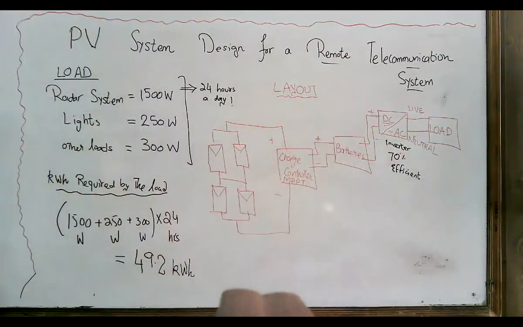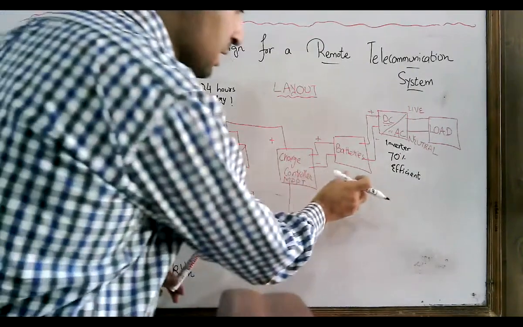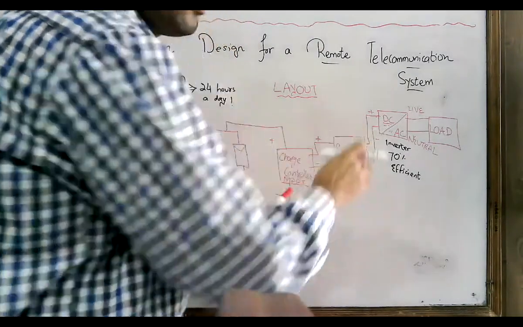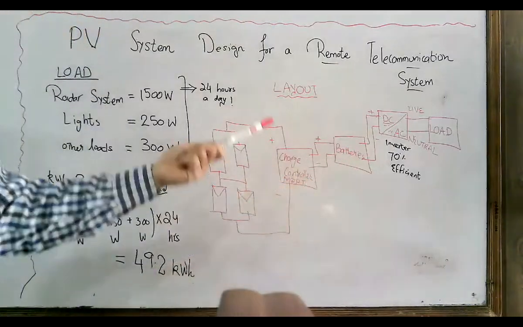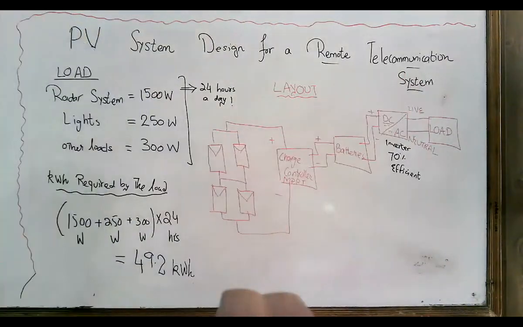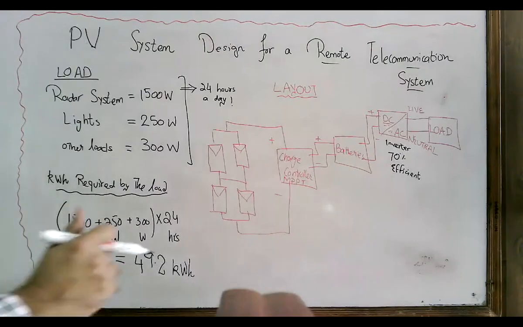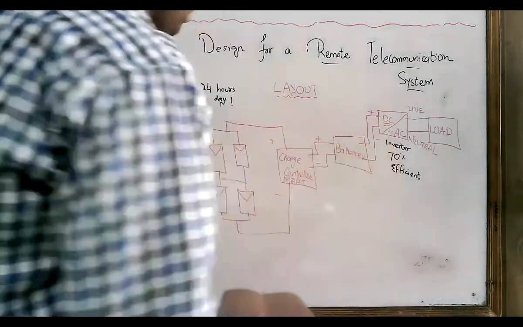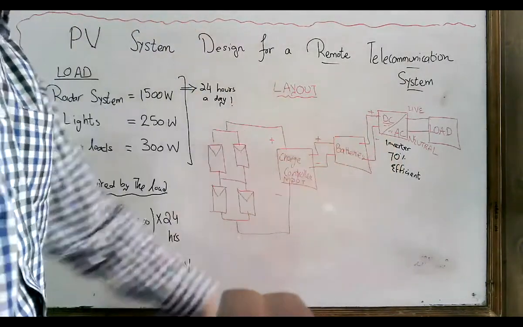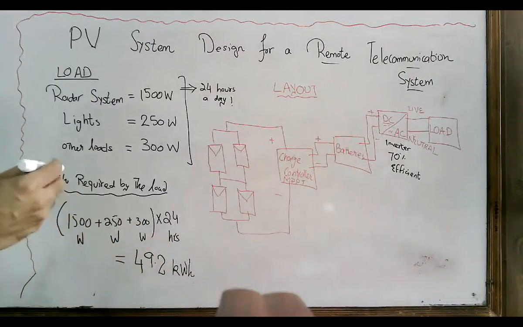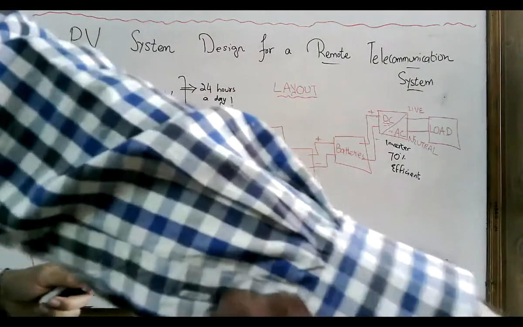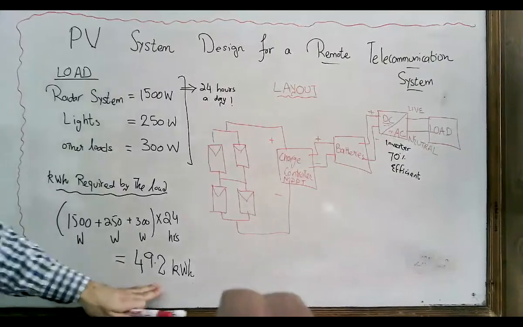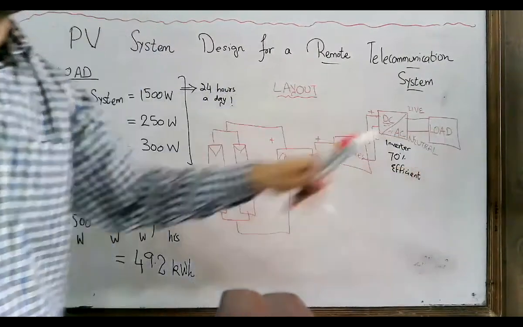So the thing we are interested in calculating is how much energy we have to store in the batteries so that this load will be powered. Inverters are 70% efficient. So adding inverter loss, this is for 9.2 kilowatt hours, the requirement by the load.